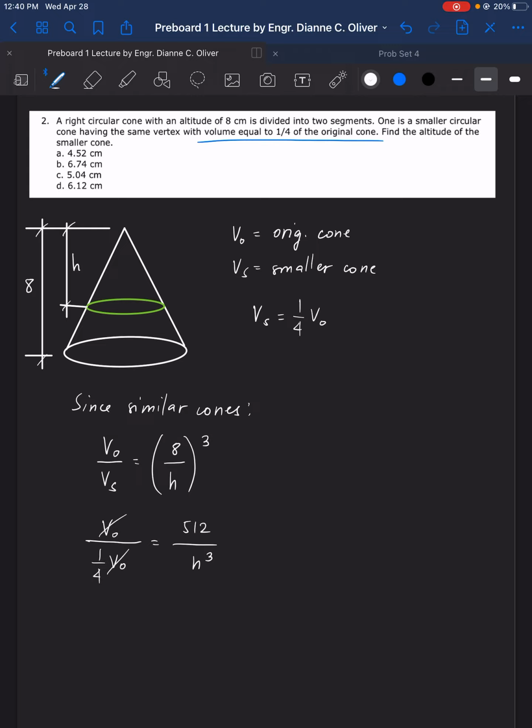Cancel V sub O here. Therefore, H raised to 3 is equal to, what is 512 divided by 4? 128. Therefore, H is equal to 128 raised to 1/3. So that is 5.04 centimeters. So the correct answer here is letter C, 5.04 centimeters.